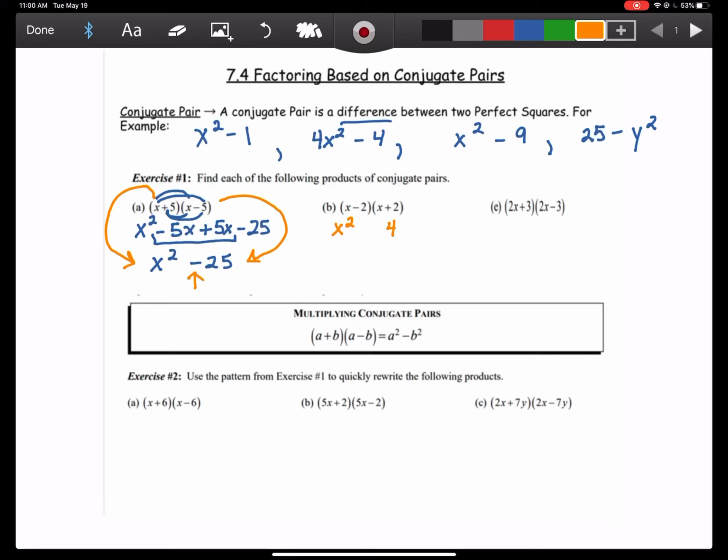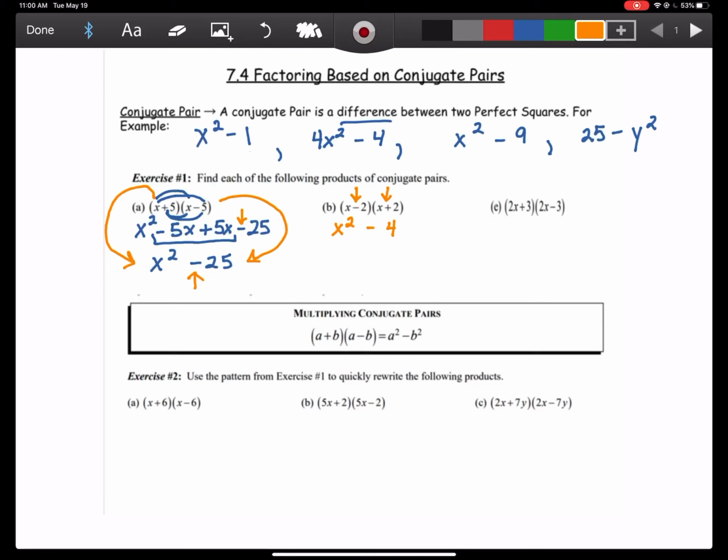But notice something else. Remember what we said in the beginning. It's the difference of the two perfect squares. Okay? Because notice what's here. It's not just any 25. It's a negative 25. Because this is a negative 2 times a positive 2 over here. Negative 2 times a positive 2. That's where that negative comes from. Let's try it on letter E.